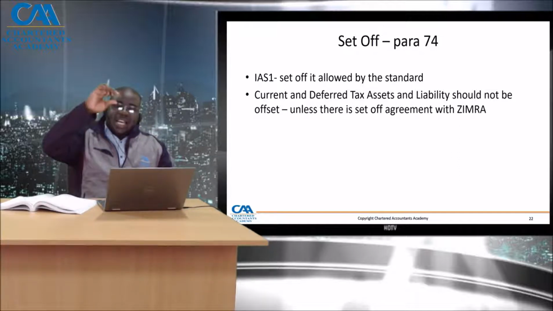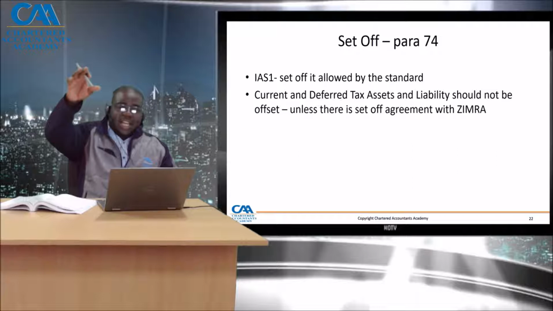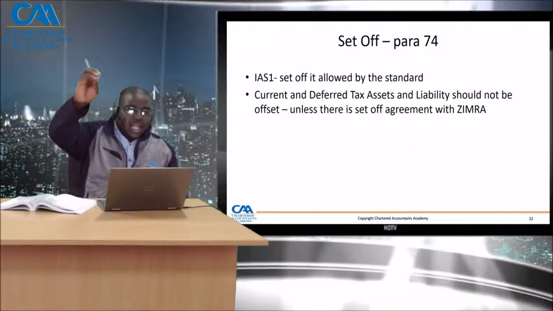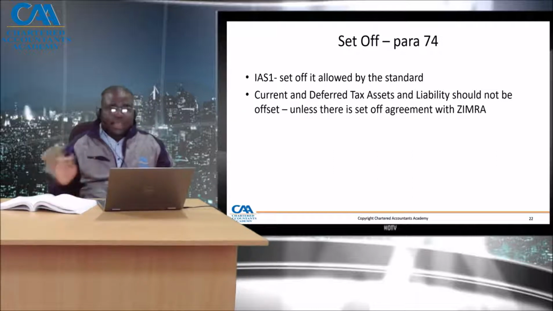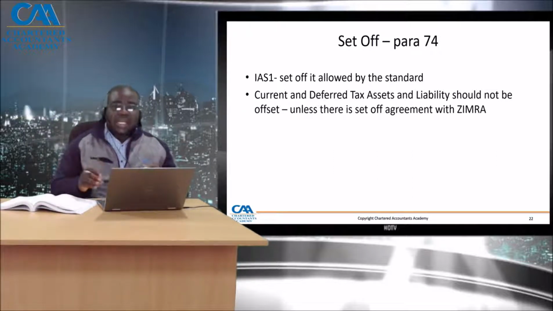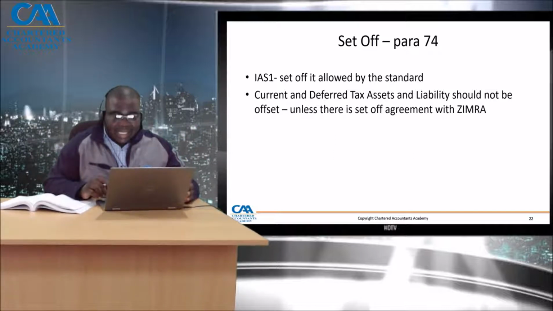So current tax assets and current tax liabilities should be shown separately. Deferred tax assets and deferred tax liabilities should be shown separately. Even more so if it's in consolidated and coming from different entities.